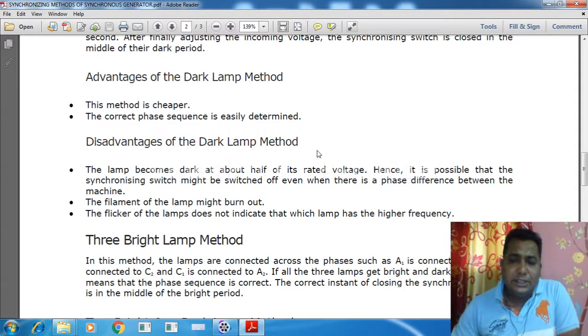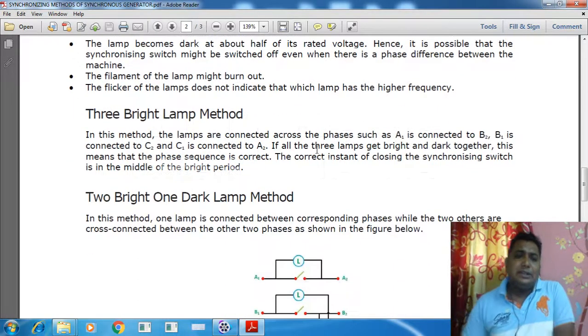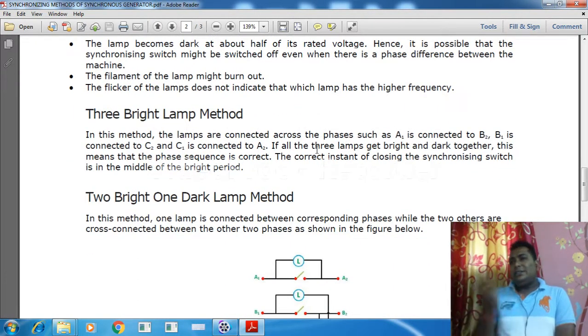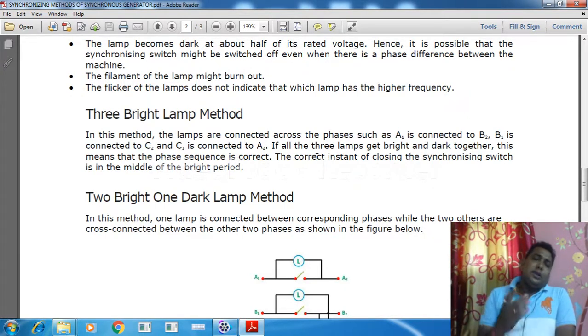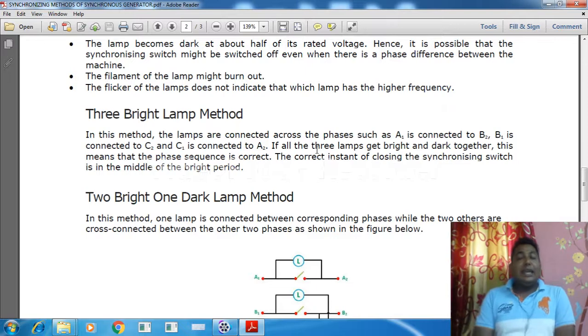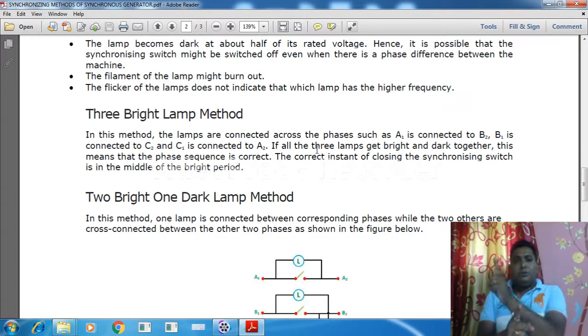So now the next method is the bright lamp method. This method is just a modification of the same dark lamp method. So let us see what we are doing here. In this method, the lamps are connected across the phases such that A1 is connected with B2, B1 is connected with C2 and C1 is connected with A2. So like this way, interchanged connections are there.